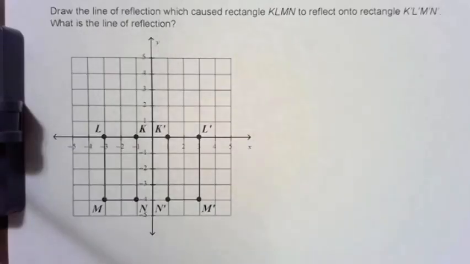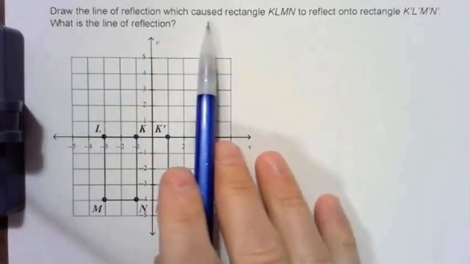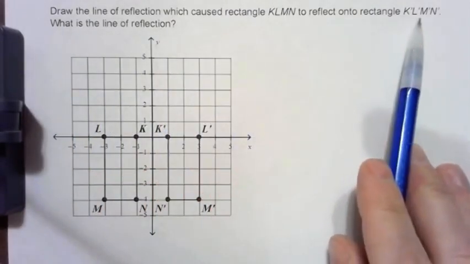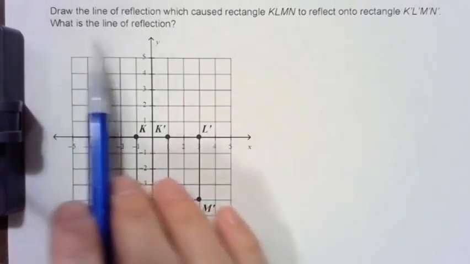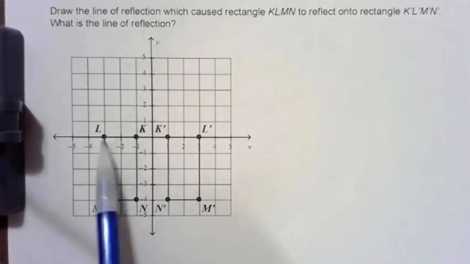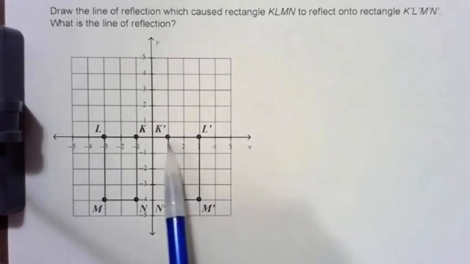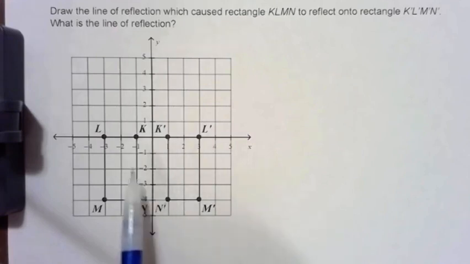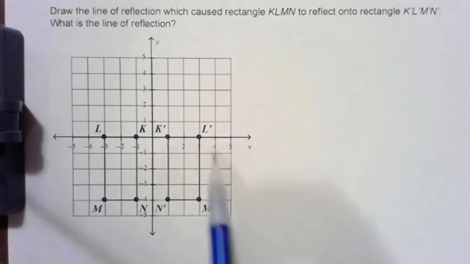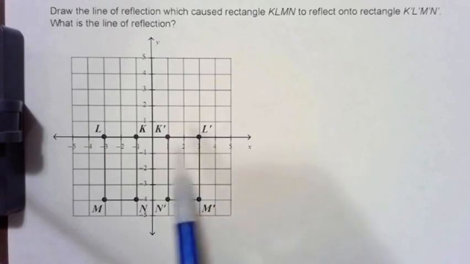In our next example, they want us to draw the line of reflection which caused rectangle KLMN to reflect onto rectangle K prime L prime M prime N prime. What is the line of reflection? All right, so looking at the picture here, here is KLMN, and here is the image K prime L prime M prime N prime. Okay, and we can see here we're primarily in quadrant number 3 with our pre-image, and the image is primarily in quadrant number 4.